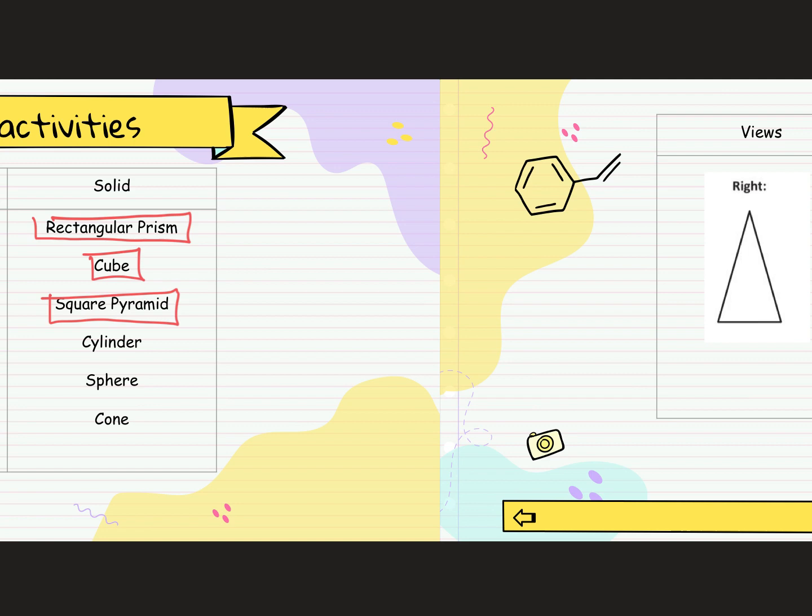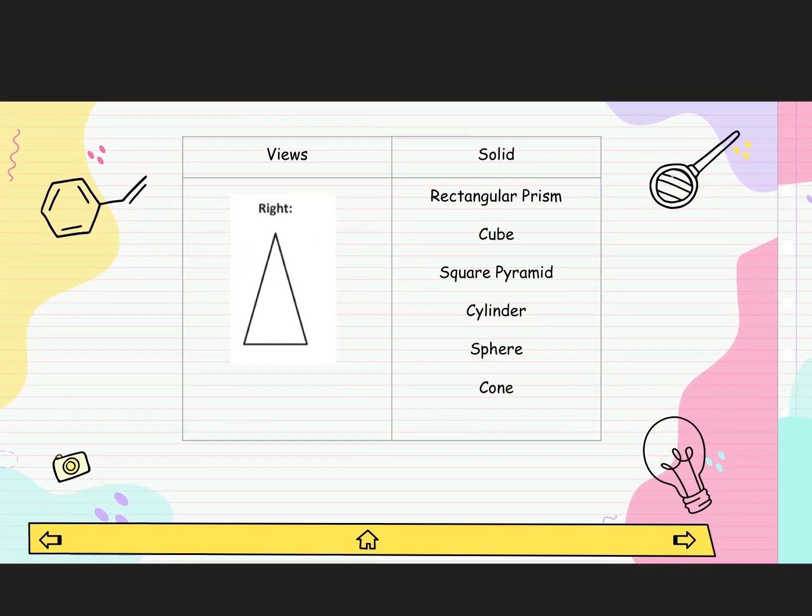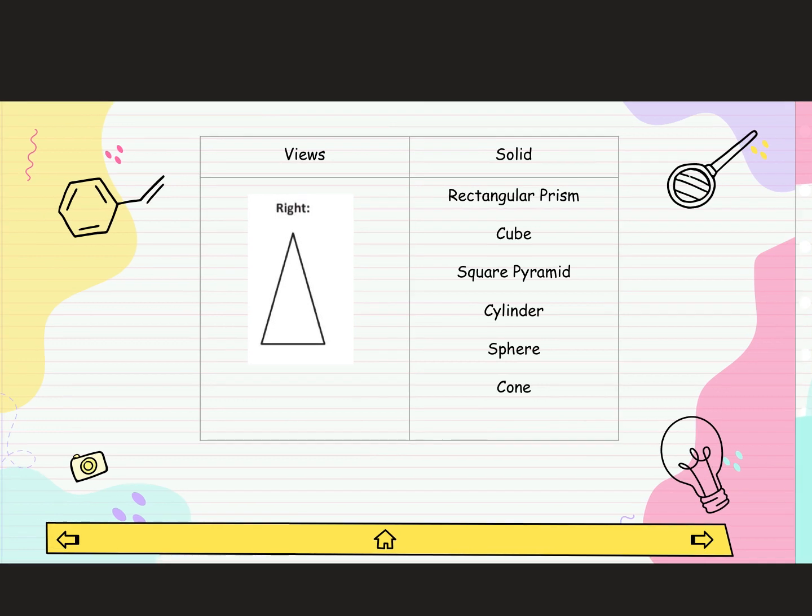I'm going to slide on over to the next one. Here we're looking at a right view. Looking at the solids from a right view, which one of these solids is going to have a right view of a triangle? We know a rectangular prism is not, a cube is not, a square-based pyramid is, and a cone is. So we're thinking of that right view and thinking of the shapes.